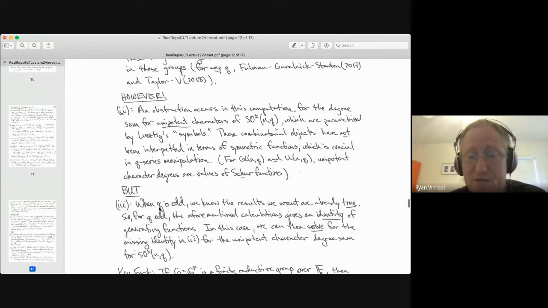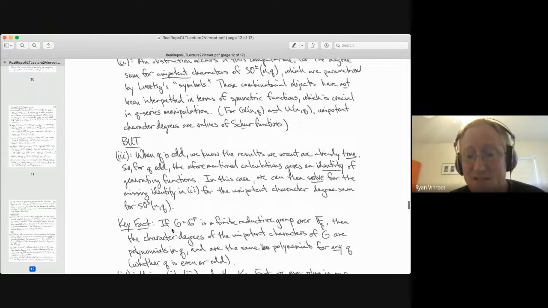However, we can get around this. How do we get around this obstruction? Well, when Q is odd, we know what we're trying to prove is true. We know from Gow's work, and I pointed out last time why it only works when Q is odd. So the point is, when Q is odd, we actually get an identity: the character degree sum on one side is equal to the number of involutions on the other. And this missing identity for the sum of the unipotent character degrees, which we couldn't get directly, we can solve for from this identity when Q is odd.